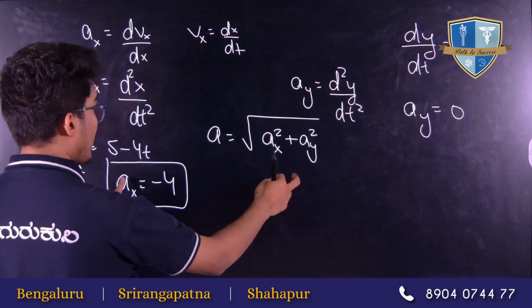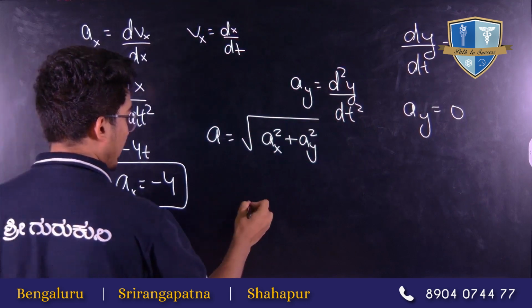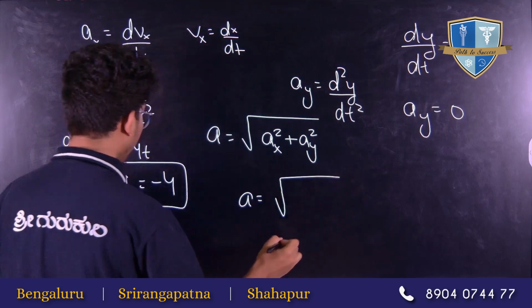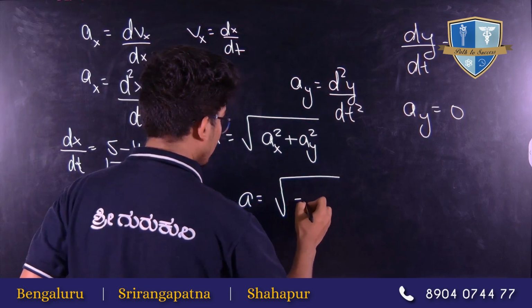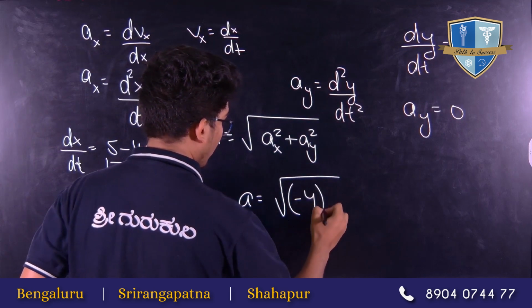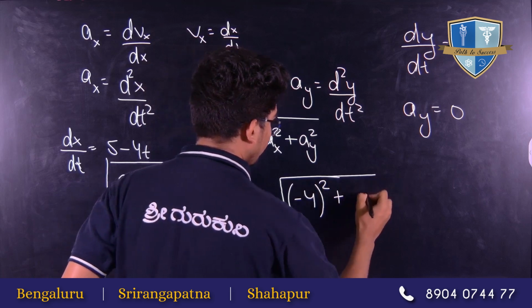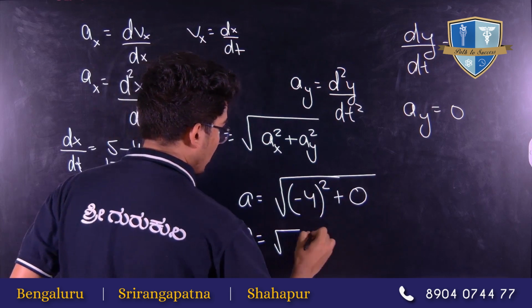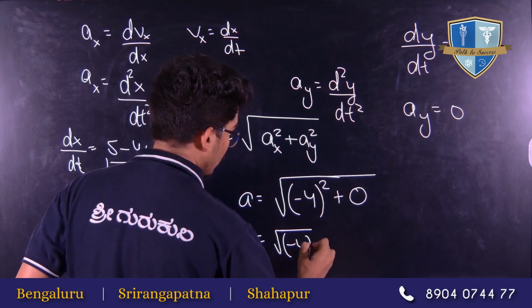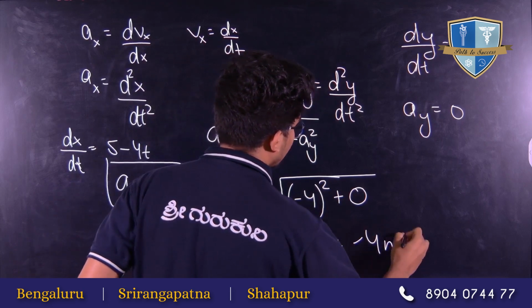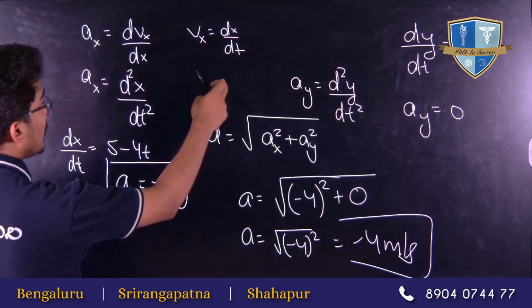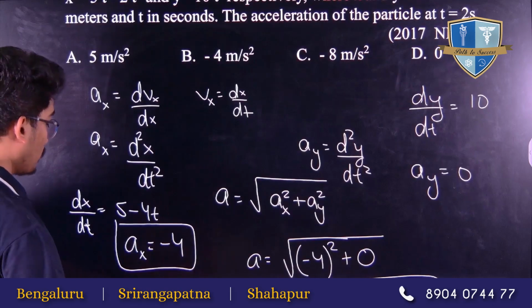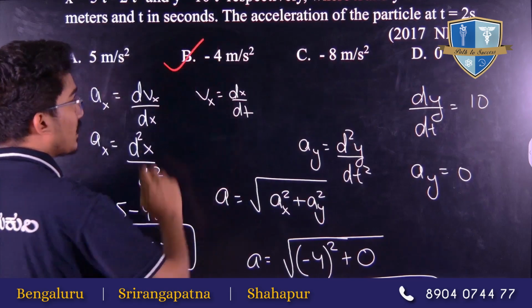Now we have ax, ay, we will use this formula. So a will become root of (-4) whole square plus (-4) whole square plus 0. So a is equals to root of (-4) whole square, which is equals to -4 meters per second. Any answer? Yes, B option is the correct answer.